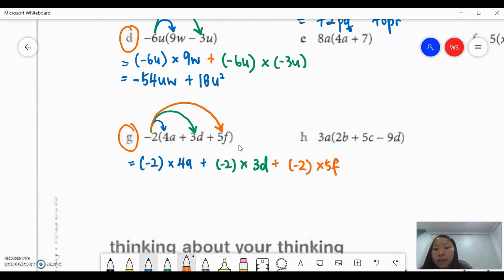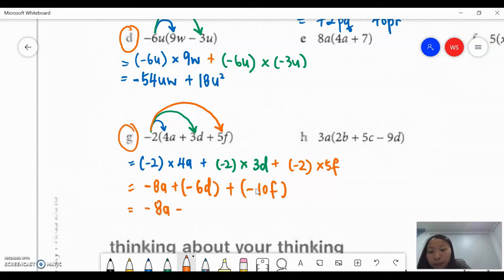Simplifying that on the next step, we have negative 2 times a positive 4, which will give you a negative 8. So negative 8a, plus we have negative 2 times 3d, which will give us a negative 6d. And then, followed by plus, we have negative 2 times 5f. Negative times positive will give us a negative 10f. Then simplifying your signs in between, we have negative 8a minus 6d minus 10f.